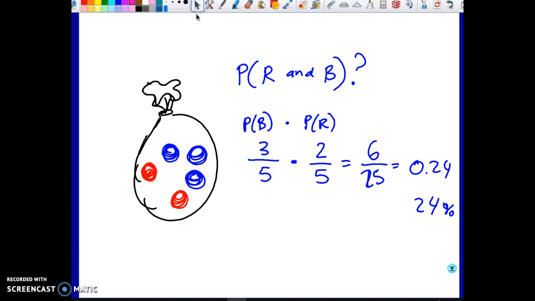But what happens if I were to pick out of the bag and not put it back in? Well, what's the probability of getting a blue? So in this case, I'm just going to label this as the independent possibility. This is independent. Now let's do the dependent one.